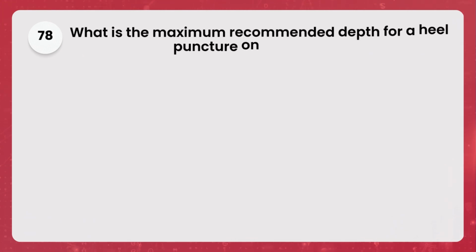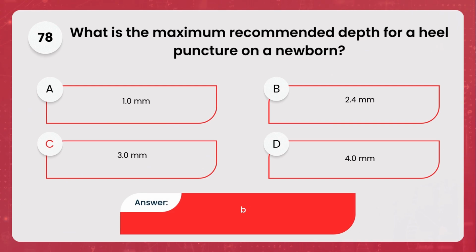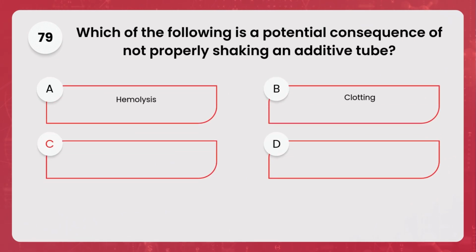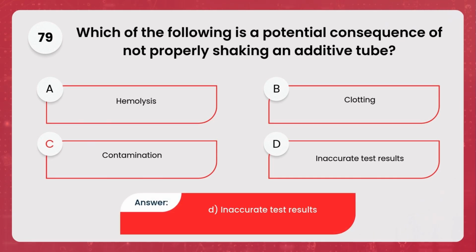Number 78. What is the maximum recommended depth for a heel puncture on a newborn? A. 1.0 millimeters, B. 2.4 millimeters, C. 3.0 millimeters, or D. 4.0 millimeters. The answer is B. 2.4 millimeters. Number 79. Which of the following is a potential consequence of not properly shaking an additive tube? A. Hemolysis, B. Clotting, C. Contamination, or D. Inaccurate test results. The answer is D. Inaccurate test results.